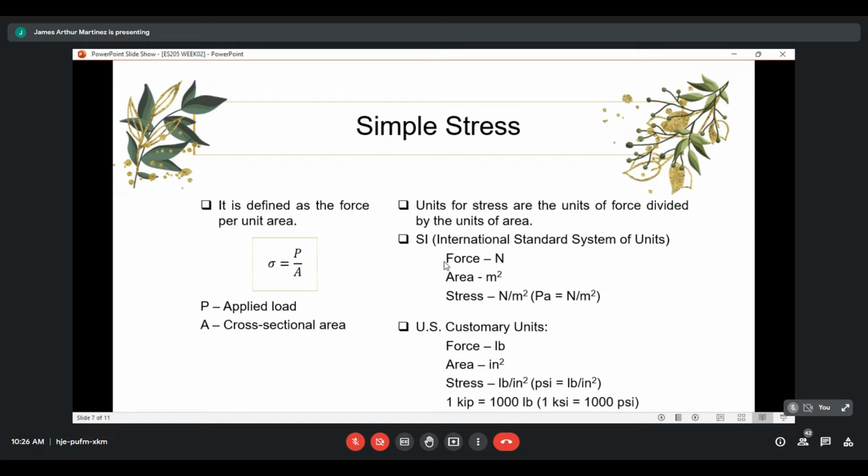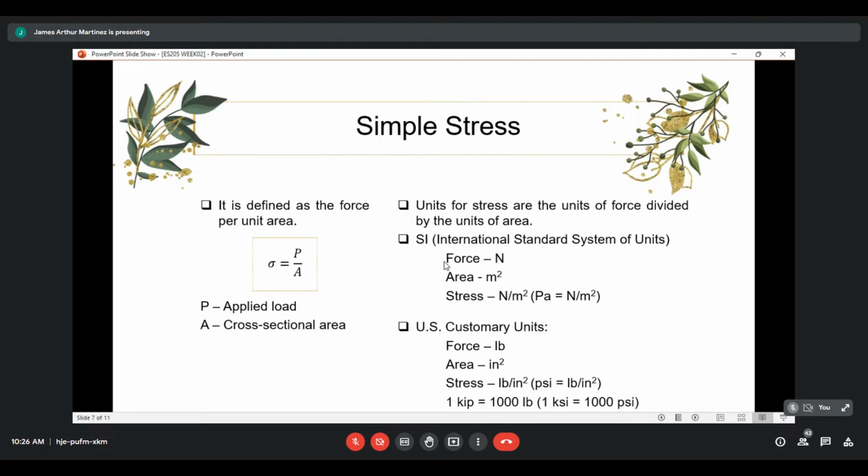We also have conversions. For conversion, 1 kip. A kip, by the way, means kilo pound, so 1,000 pounds. So 1 kip is equal to 1,000 pounds. Therefore, 1 KSI is equal to 1,000 PSI. That is just the conversion between US customary units and the other system of units.